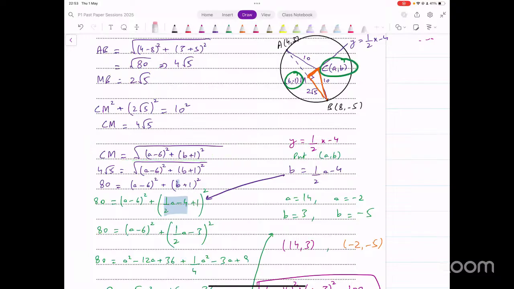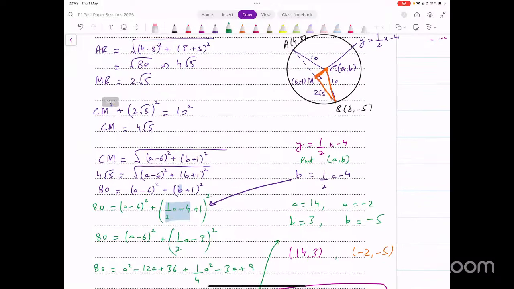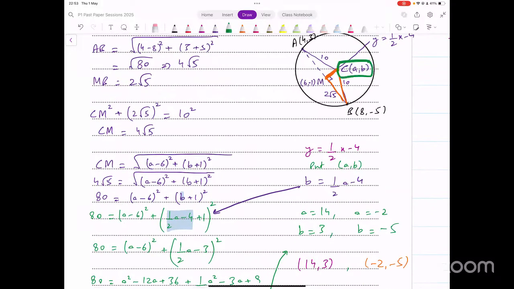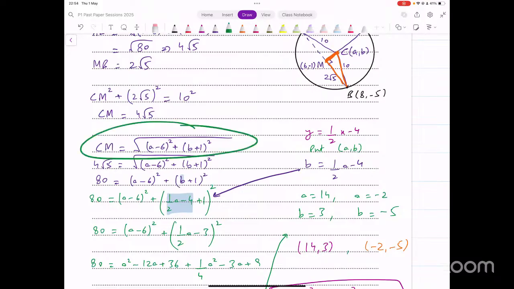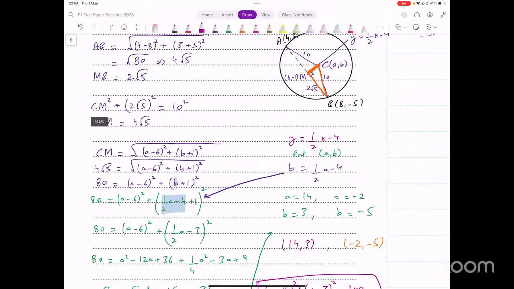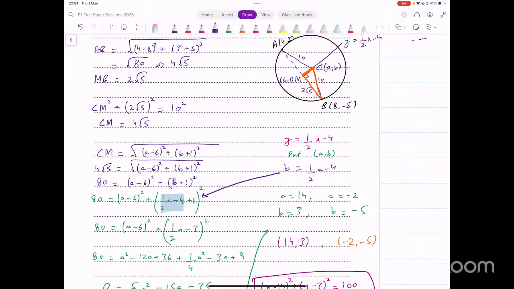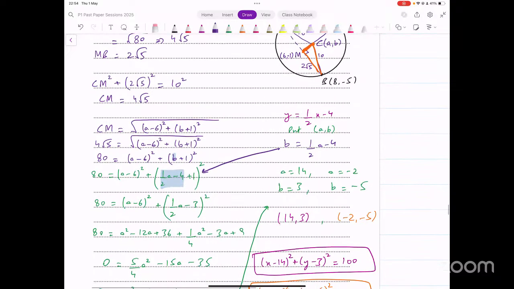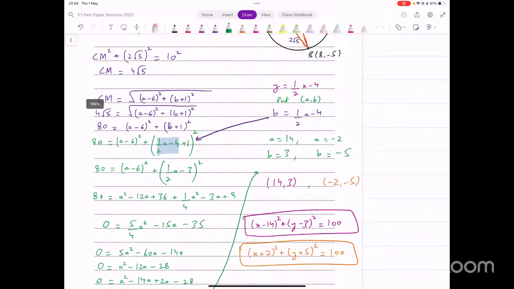Use the distance formula on these 2 points. This is (a, b). This is (6, -1). Using the distance formula, you get something like this. Simplify that and equate that to 4 root 5. Right? Because using Pythagoras, we got 4 root 5 there. That's another equation that you got there. This is one idea. There could be another idea as well. But this is one idea. You get these two equations, you solve them simultaneously, you get the values of a and b from that, and then you just write down the equation of the circle based on that.